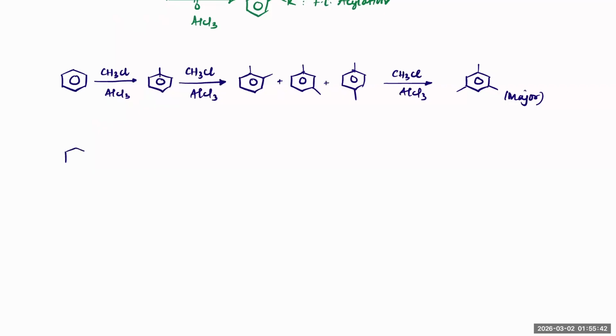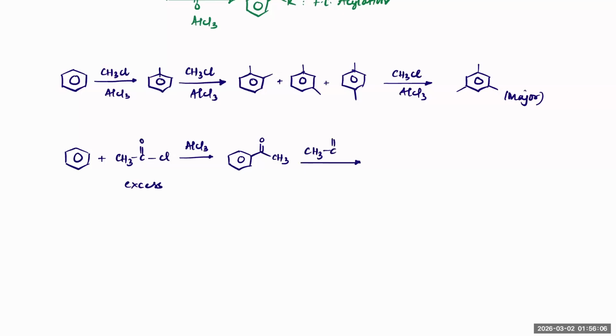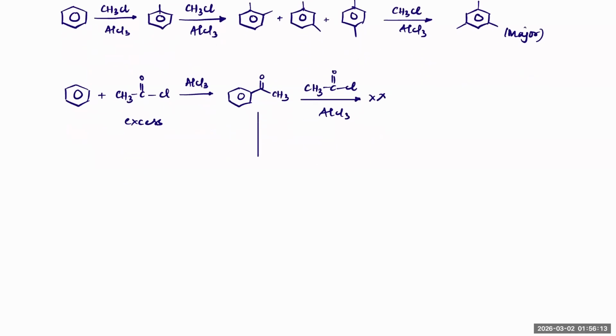One way to control this is to do acylation first, like CH3C double bond O Cl in the presence of AlCl3. In that case, you get C double bond O CH3. Even if this is in excess, you will get only this one. But further reaction of this acylation product does not take place. Hence, this is the only product which you will get.